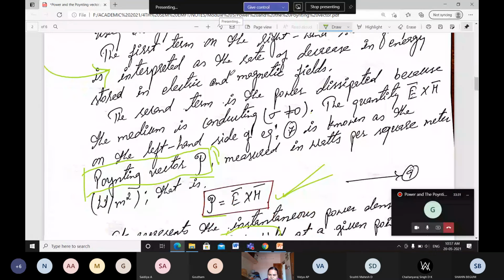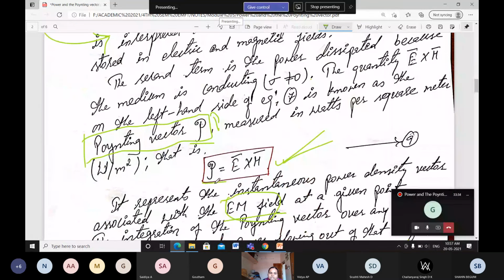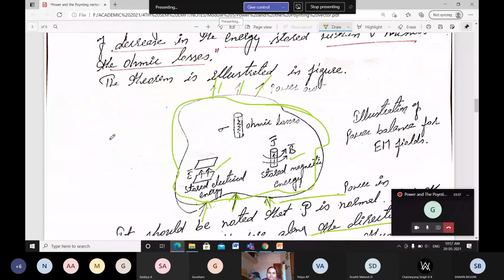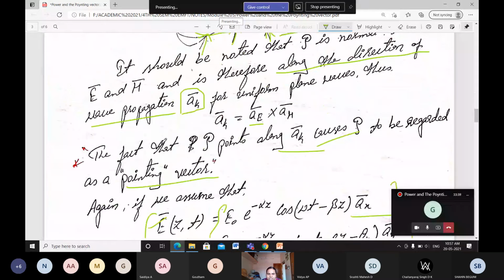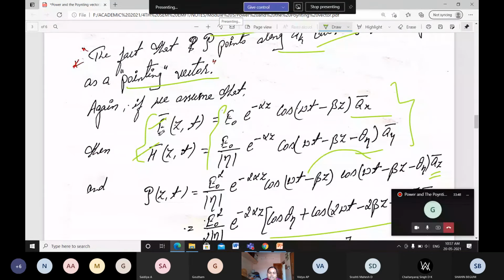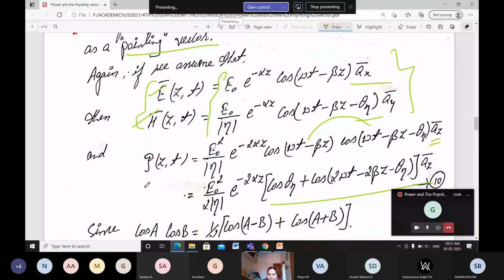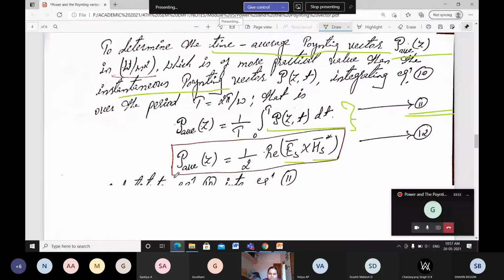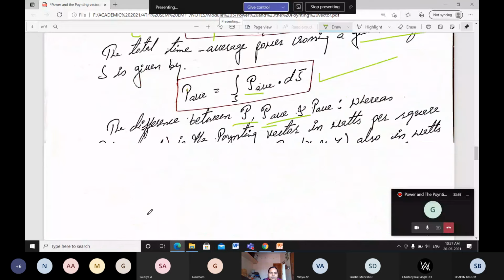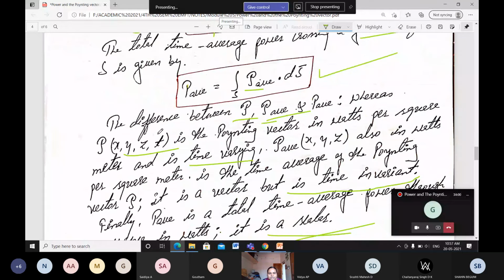Then write the Poynting theorem equation. Then define what you mean by the Poynting theorem with the diagram. Then state the direction of E and H for the Poynting theorem. Then assuming the equations for E and H, you will get the equation for the Poynting vector. Next, take the average of the Poynting vector, and you will get the equations of these three. Okay, this is about power and the Poynting vector.